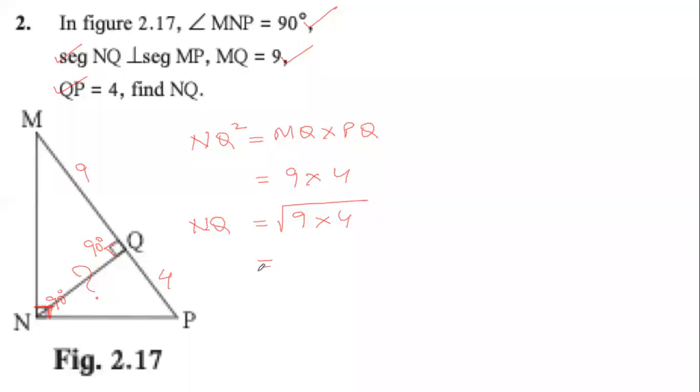Now, using simple arithmetic, we can say NQ will be equal to square root of 9 into 4. Square root of 9 will be 3, because 9 is the square of 3. And because 4 is the square of 2, square root of 4 will be 2. And we get 6. We have the answer. But there is something still missing from the complete answer. The complete answer should include, in brackets for the first line, theorem of geometric mean.